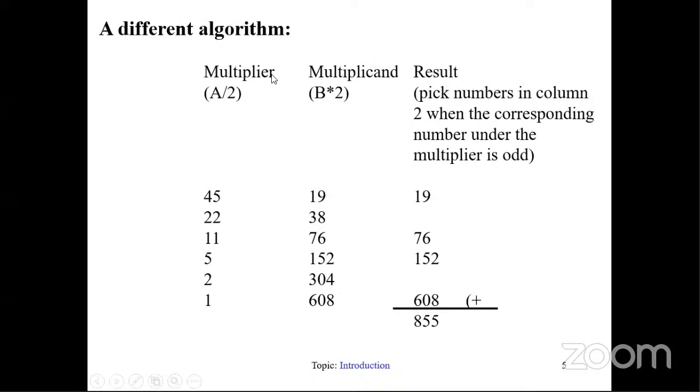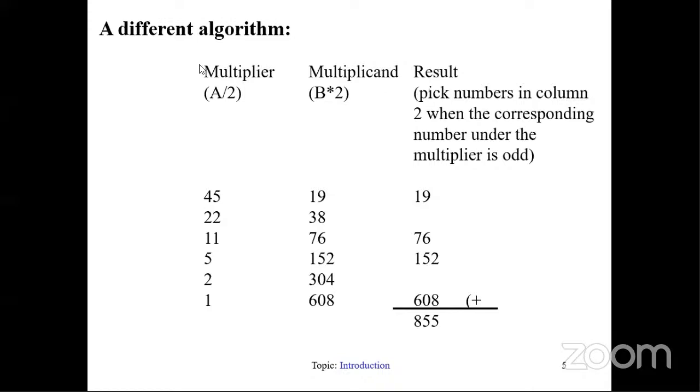So we have 3 variables here: the multiplier, the multiplicand, and the results. I go here again. We have the multiplier, the multiplicand, and the results. 3 clear variables.